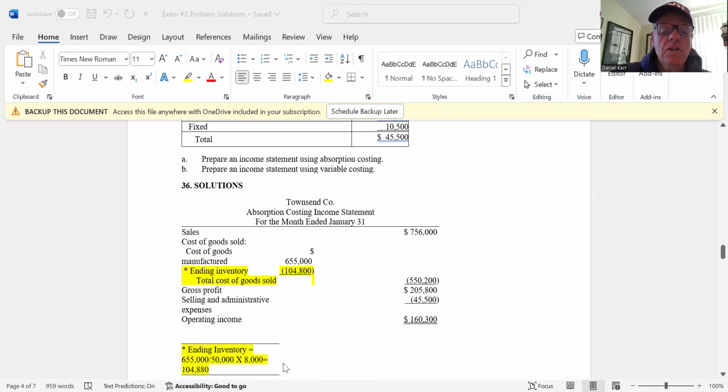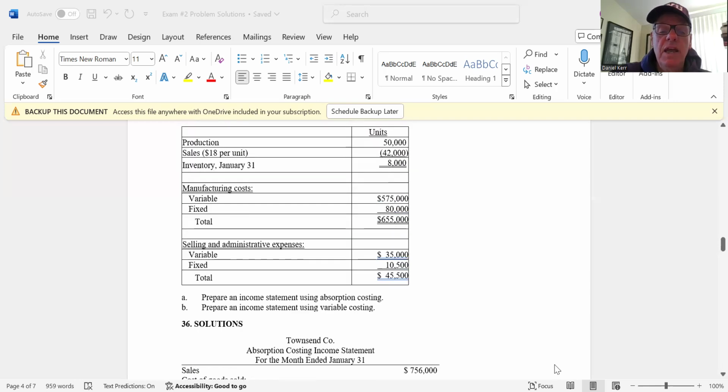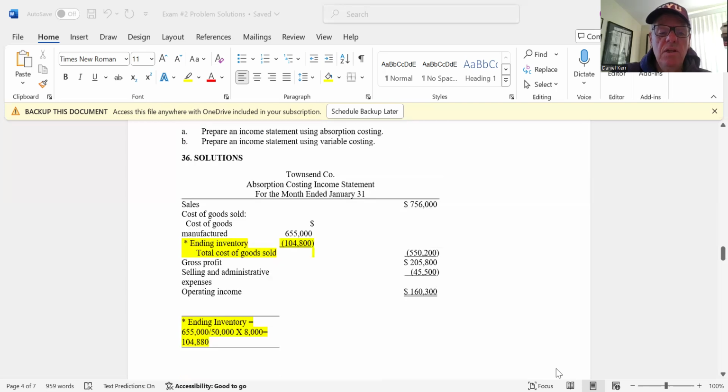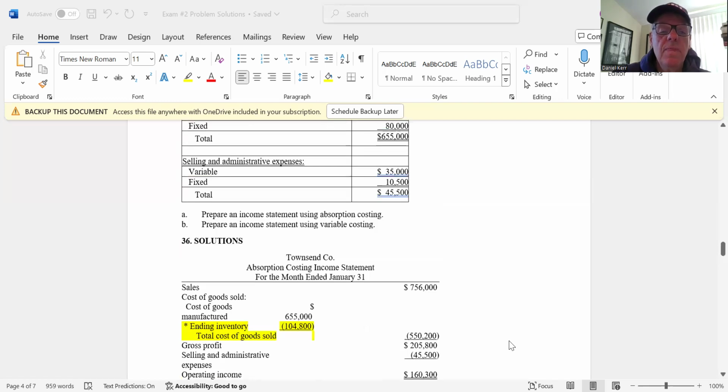You had a total production cost of 655,000 and you manufactured 50,000 units, see up at the top here. So you divide the 50,000 units into the total cost of production of 655,000. That gives us a unit cost, and you multiply that by 8,000, and you get 104,880. So there is my ending inventory under absorption costing.